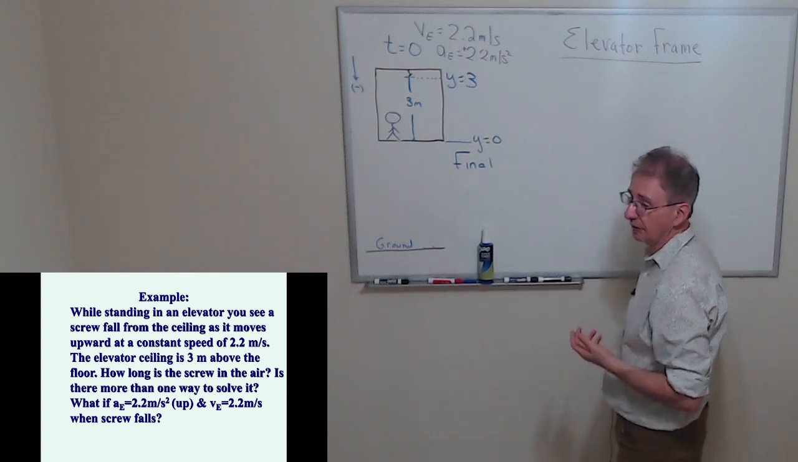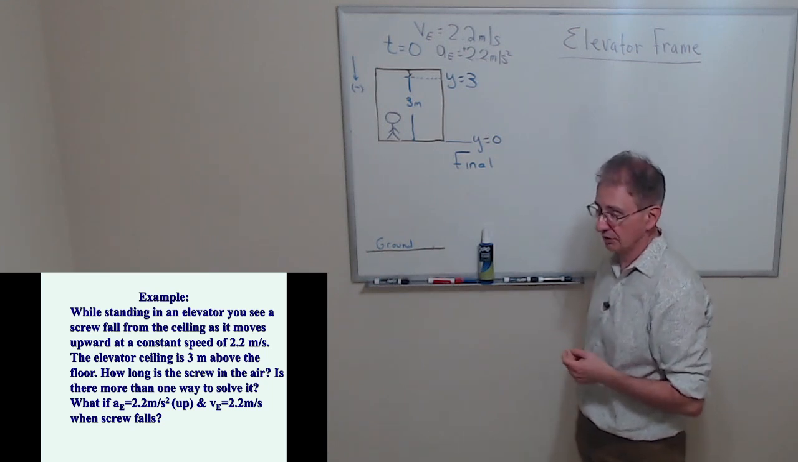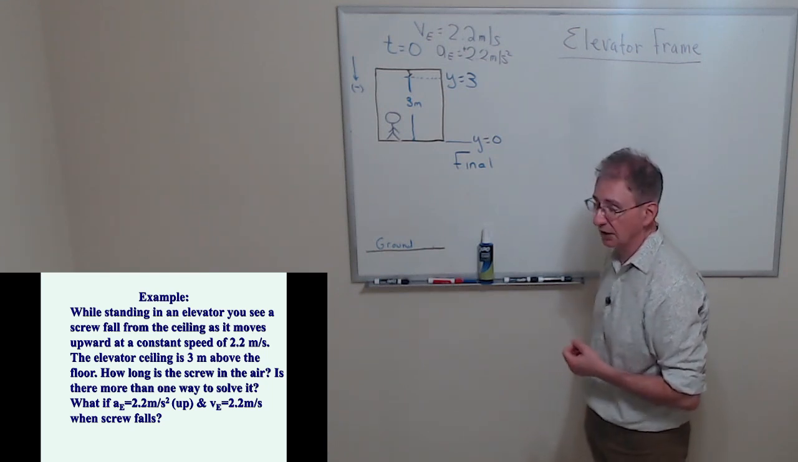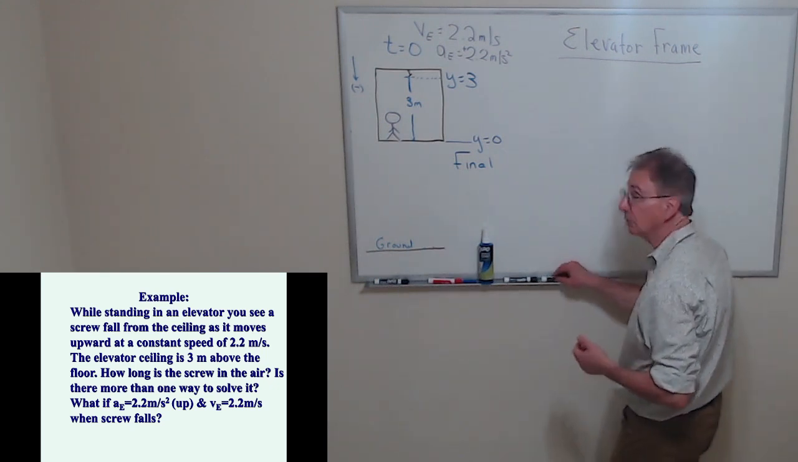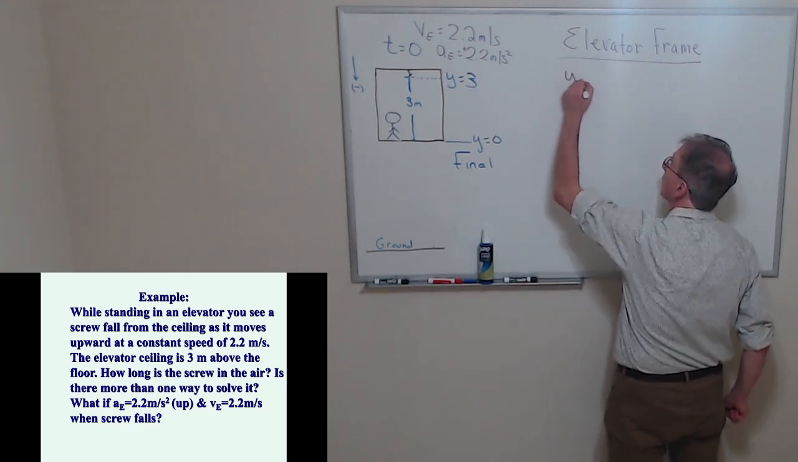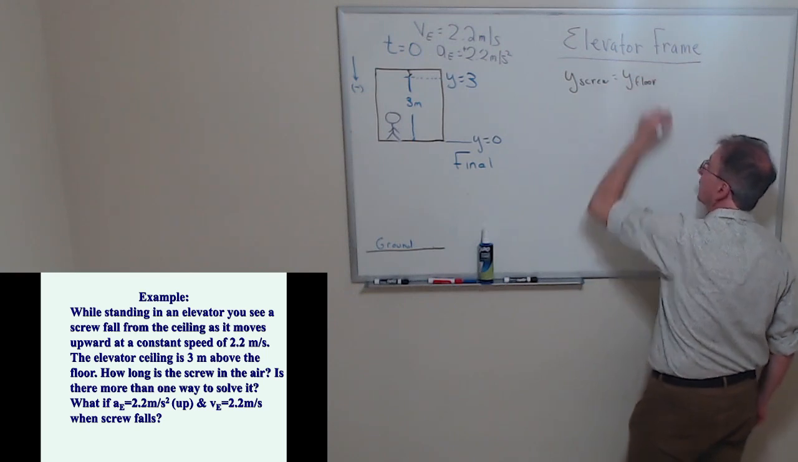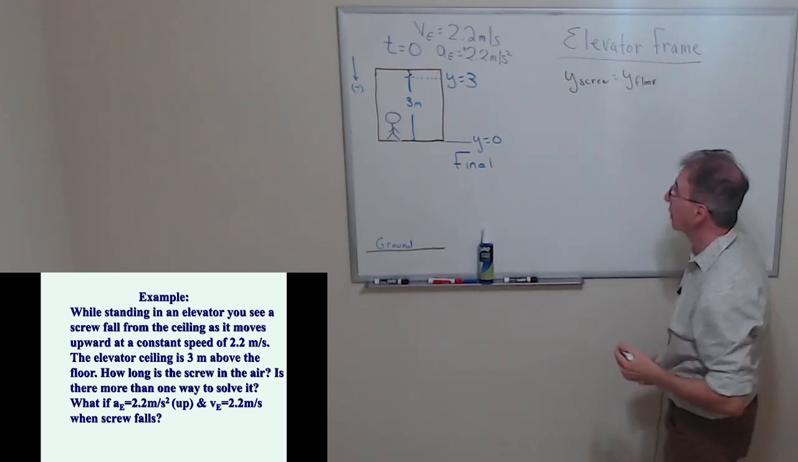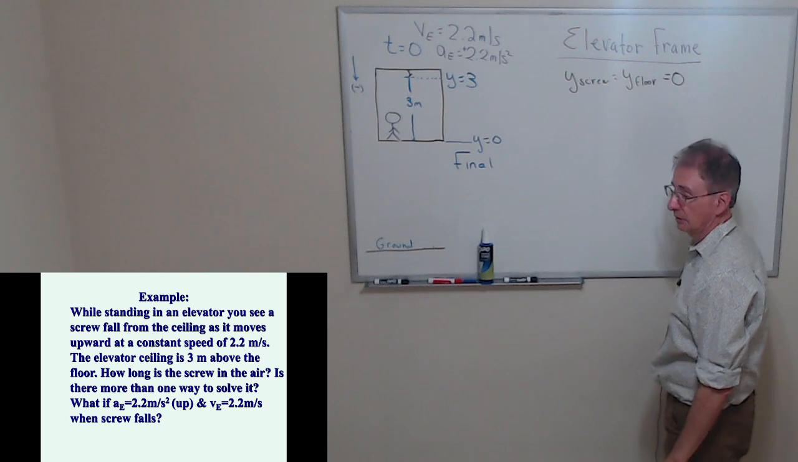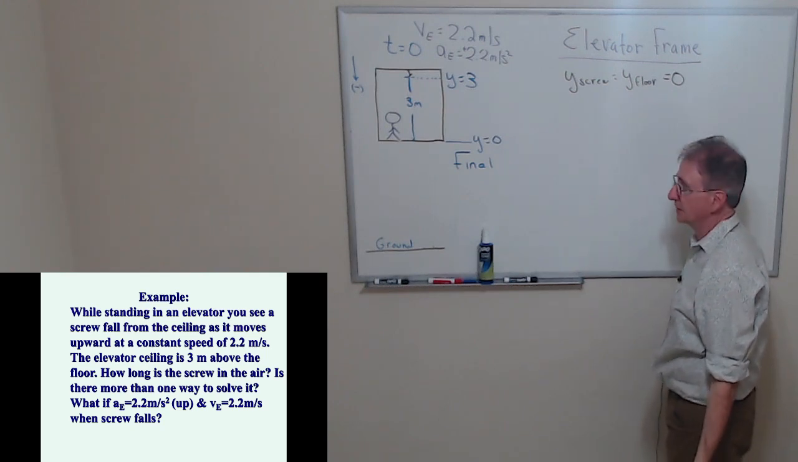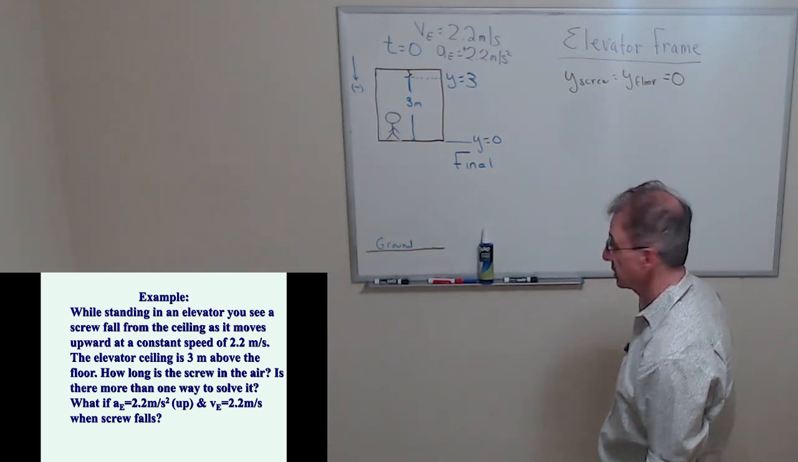Since you're in the elevator, you can call the location of the elevator floor y equals 0. And since you're moving with the elevator, the floor never moves. You still want to set the position of the screw equal to the position of the floor when it hits the elevator floor. But in this case, this is going to be 0. Okay? So y floor never changes. I just need to write an equation for the position of the screw.